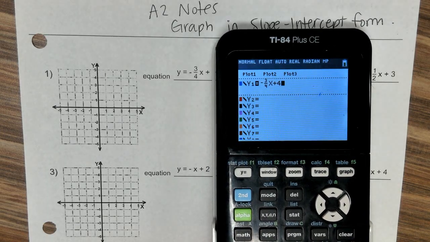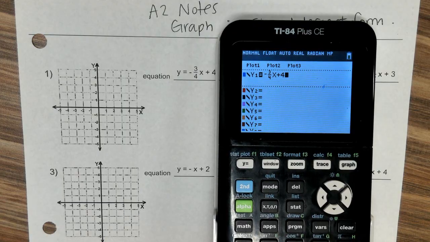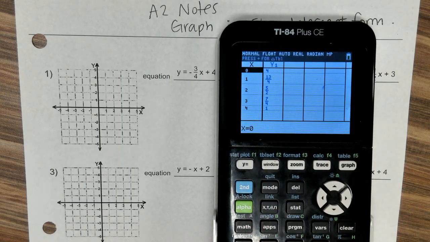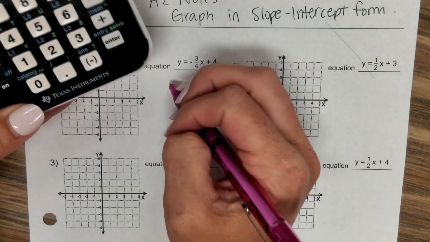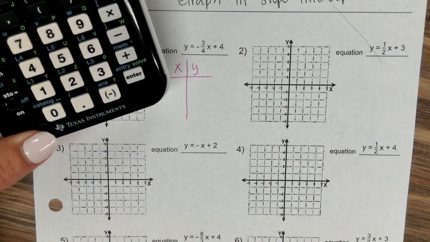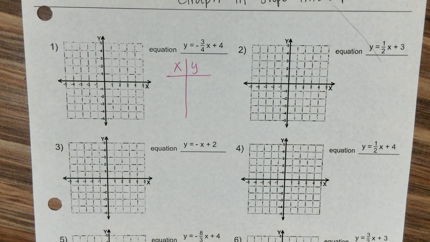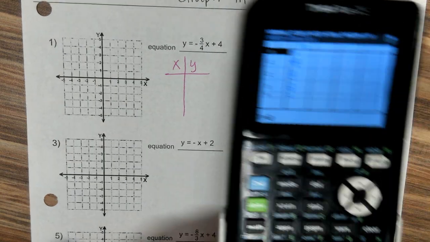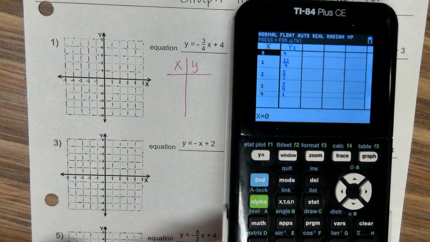Okay, and then where do we go to make a table? Second graph. Now, if you would, draw a little table. So today I did not provide you the table. You're going to draw the table, and you're going to pick what x values you want to graph.